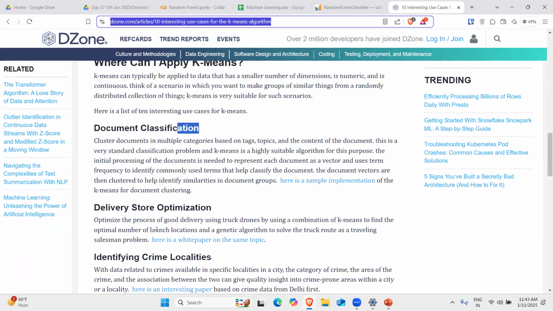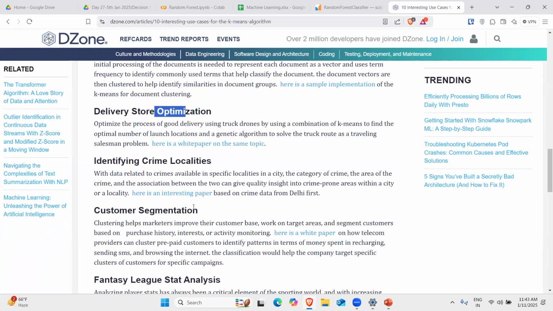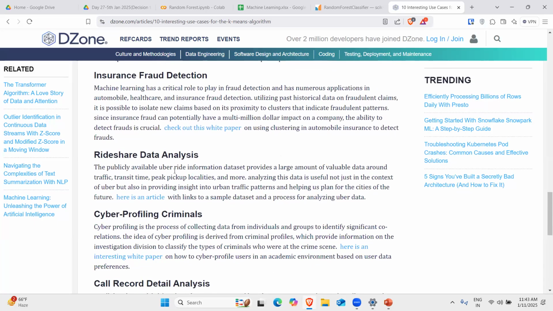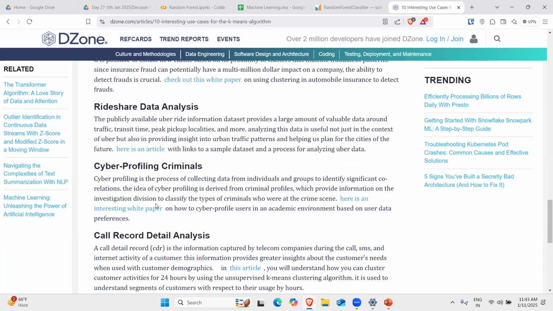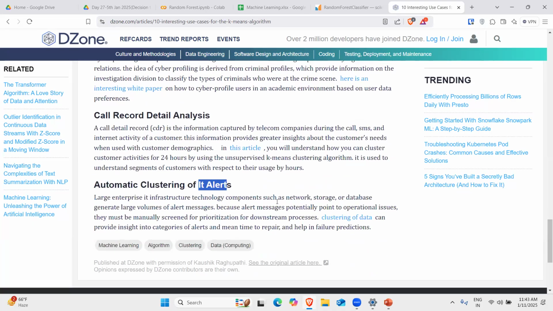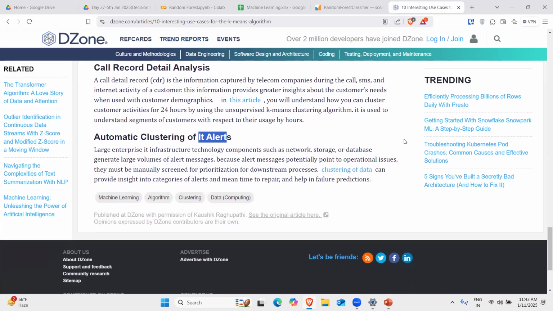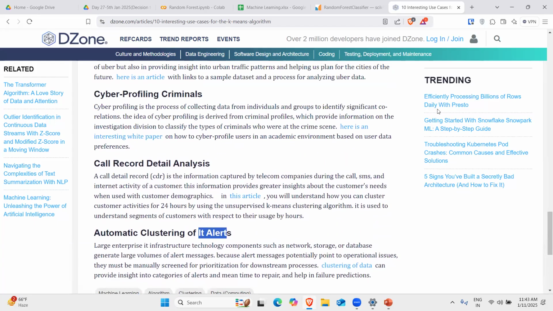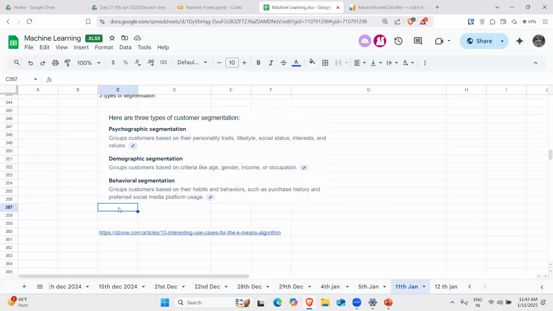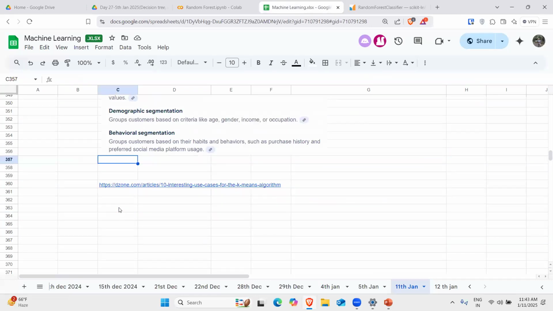We have document classification, delivery store optimization, identifying crime localities, customer segmentation, fantasy league statistical analysis, insurance fraud detection, ride share data analysis, cyber profiling of criminals, call record detail analysis, automatic clustering of IT alerts, and much more than that, right? So you can read about this to get a better understanding of how clustering will help you in real world scenarios, right? All right. So that's what we have.